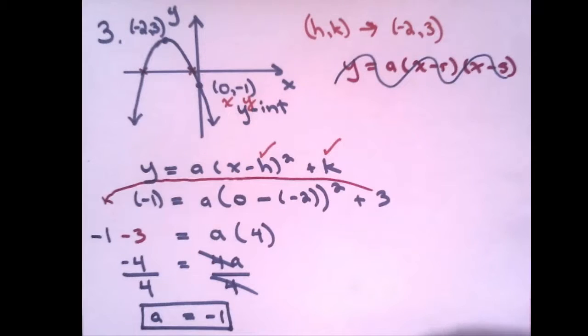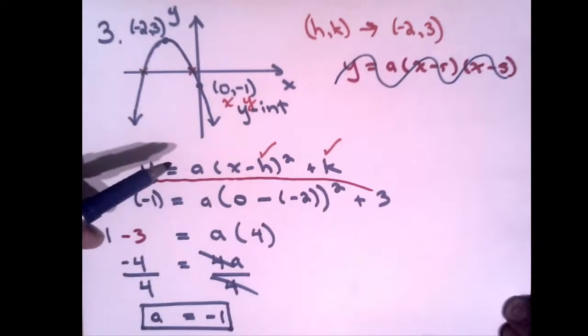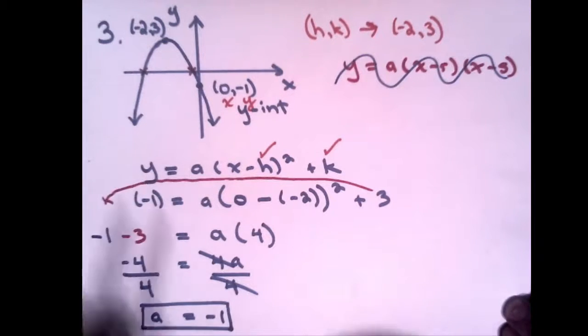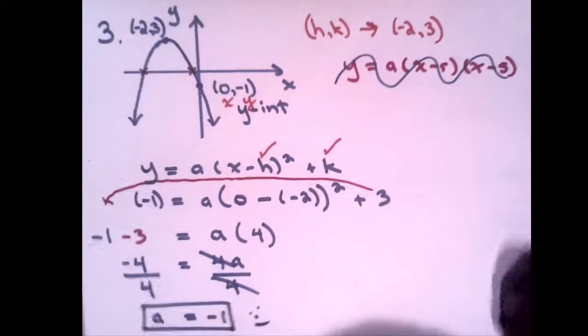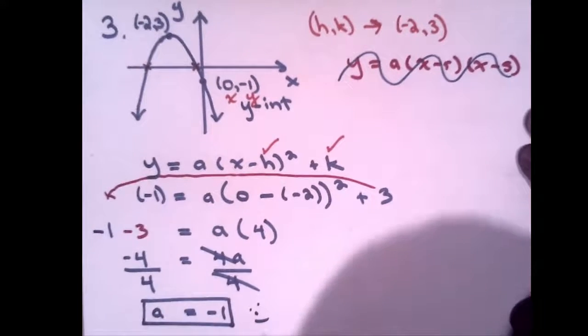As I look at my answer for a being minus 1, I like that because the a value in the quadratic tells me, well, its sign tells me whether this opens up or down. And when it's negative, it's supposed to open down and give a maximum, so I'm happy to see that. Okay? You have to now summarize and give the equation because you have everything known.